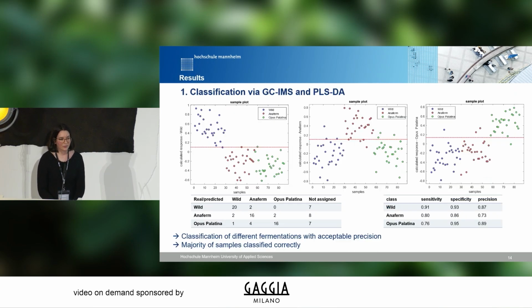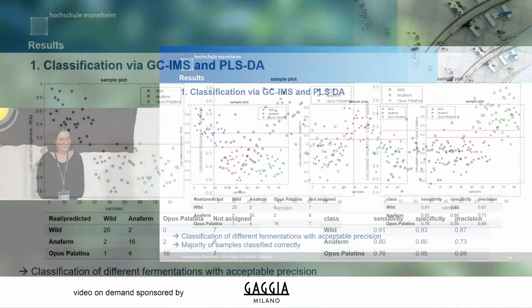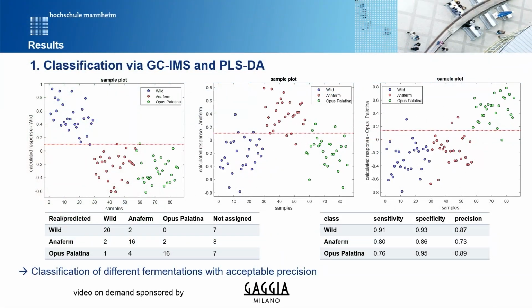Now coming to the results of my work that I tried to explain to you here a little bit. Here you can see a PLSDA, so a supervised model of the GC-IMS data, where you can see that this red dotted line, which is a threshold, and every dot that is above this threshold is classified to a specific fermentation. In this case, on the left-hand side, you can see the wild fermentation.